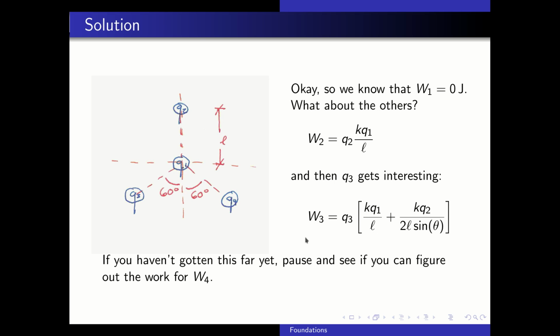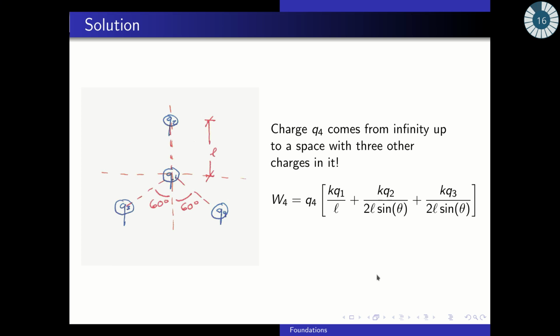Okay, I assume that hopefully you've figured out what work 4 is going to look like. It turns out work 4 is going to have a term that looks just like this, the Q1 over L, because you're moving the same distance away from Q1. It's going to have another term that looks like Q2. We're moving it into the same position against Q2, and we're moving into the same distance against Q3. So we actually have two terms that look like this. So what we should see is this: work 4 in the field produced by 1, by 2, and by 3.